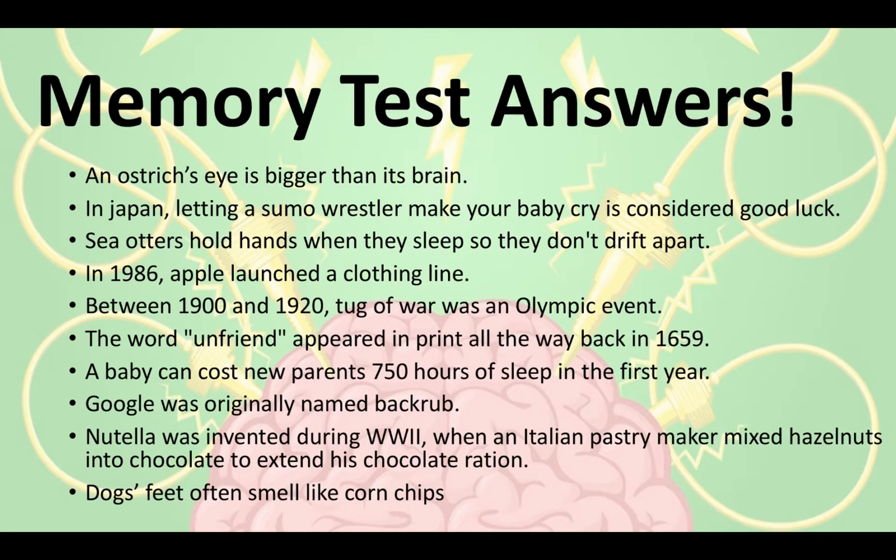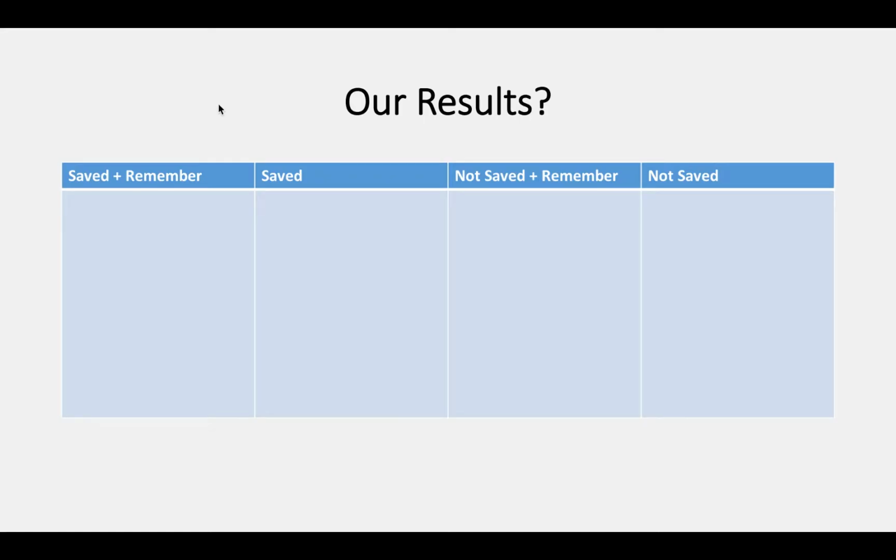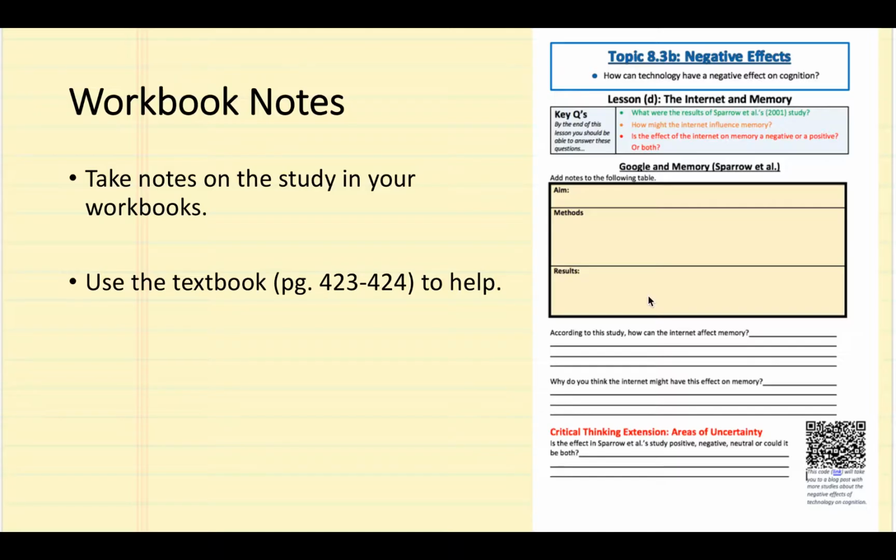Alright, and then we go through the memory test answers, and then here are the 4 different conditions. So you divide your class into 4, and then they can come up and write their results on the whiteboard. You can collate the data like that, and you can compare it.